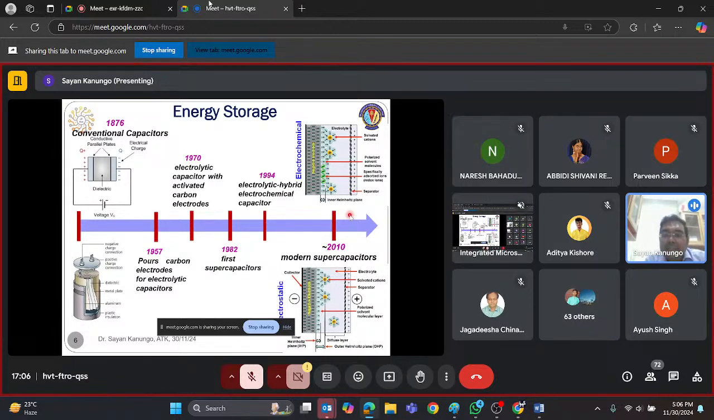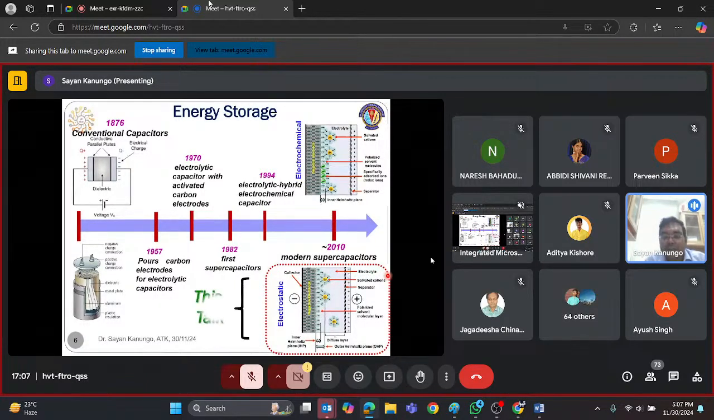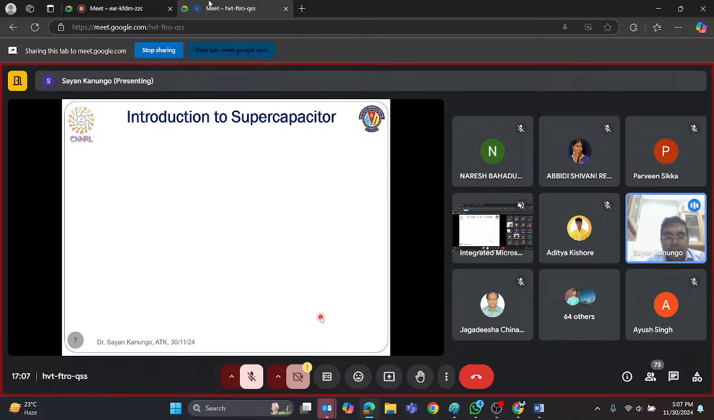Now, in modern supercapacitors, the charge storage mechanism is principally based on two distinct processes: one is the electrochemical charge storage mechanism and the other is the electrostatic charge storage mechanism. For this specific talk, I will be highlighting the electrostatic charge storage mechanism, and this type of supercapacitor, as the name suggests, is called an electric double layer supercapacitor. So let us very briefly discuss the supercapacitor for the general audience.